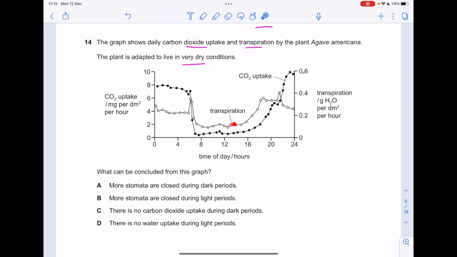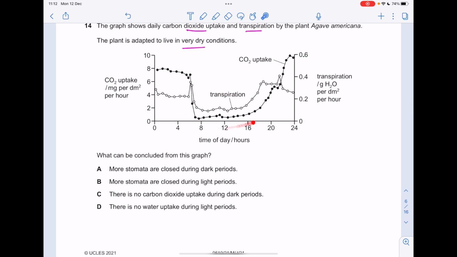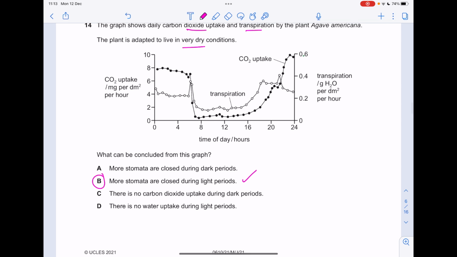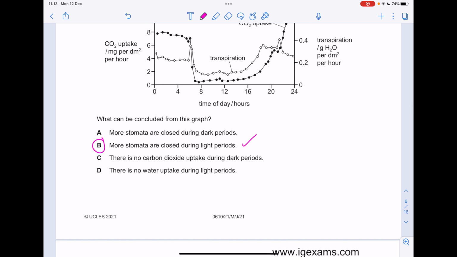If you look down here, the time of day, it's around midday here, maximum amount of light. You can actually see that the transpiration is pretty much at its lowest rate in the midday. That means you've got less water loss there, which ties in with it being a plant adapted for very dry conditions. And so we can therefore imagine that lots of the stomata are closed. So if you actually look down here, it's this one. More stomata are closed during light periods.